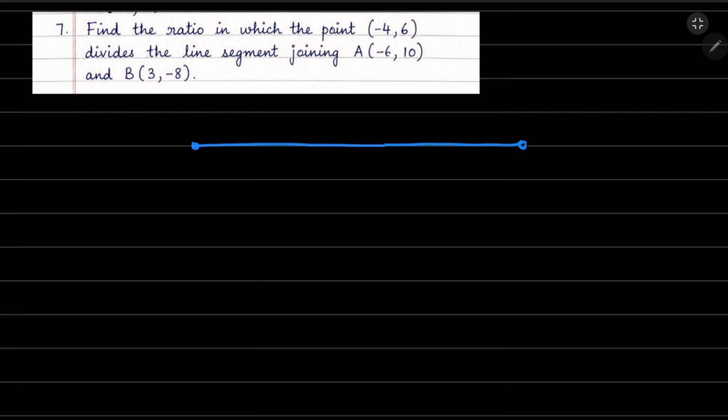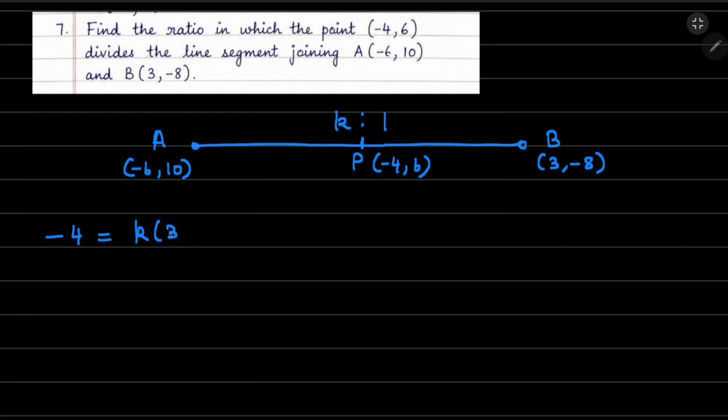Let's draw the line segment AB. A is nothing but minus 6, 10. B is nothing but 3, minus 8. In which ratio let the point P, that is minus 4, 6, divide it? Let it divide it in the ratio k:1. Right? So what is minus 4 equal to? k into 3 plus 1 into minus 6 divided by k plus 1.